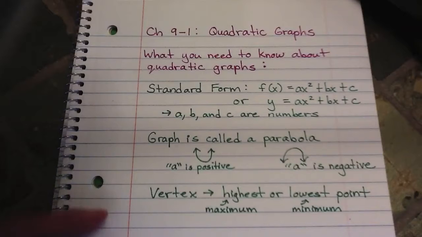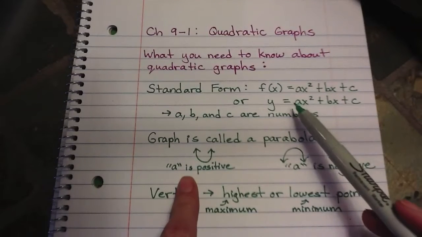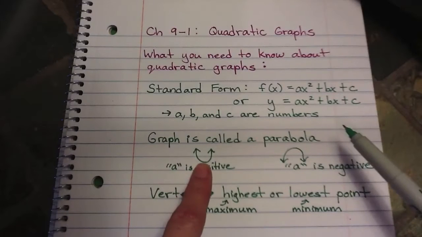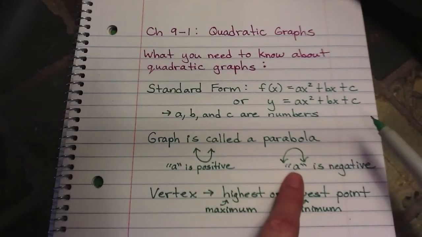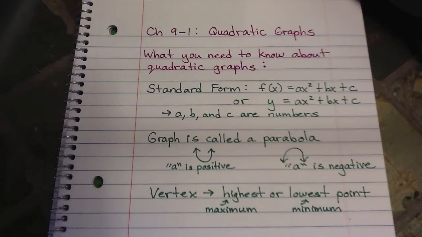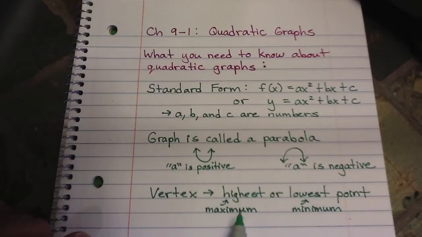The graph is called a parabola, in case you forgot that. And remember, whenever you look at A, if it's positive, that will always open up, and it's a U shape. And whenever A is negative, it will always open down. And then we've got this special point called the vertex. And the vertex is that highest or lowest point, which we discussed is either the maximum or the minimum. Copy that down, and then we'll continue.